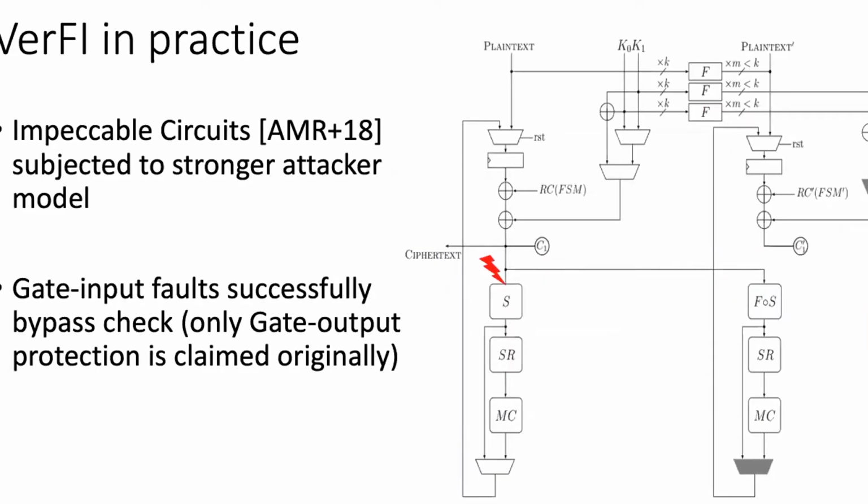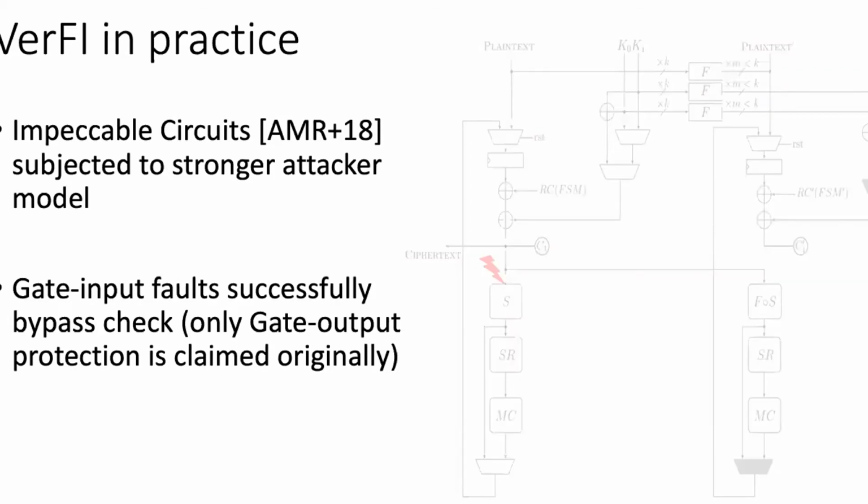We performed also some experiments on Impeccable Circuits. We first validated their security claims against the fault model proposed. So we did some experiments on several Midori implementations. Here we can see a Midori with a simple parity check for a 1-bit fault. For these experiments, we confirmed the full coverage that was claimed in this paper. And then we did some further analysis to analyze the fault models proposed in Verfi. Then we subjected these implementations to a stronger attacker model, namely the gate input fault model that we proposed.